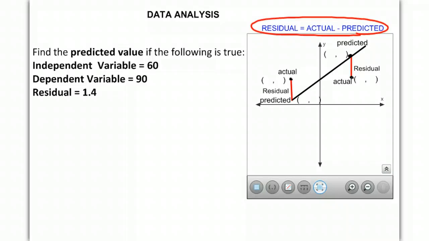The question is, find the predicted value if the following is true. The independent variable is 60. Well, that's supposed to be the x value. So let's put 60 in there. And the dependent variable is 90, and the residual is 1.4. First of all, you should notice that if the residual is 1.4, it's positive. That must mean the actual is greater than the predicted, and therefore it would be on the left side of this graph. So we'll say that the independent variable, the x value, is 60 over here. We'll say the dependent variable is 90 over here. And that the residual, this distance between the two, is 1.4.